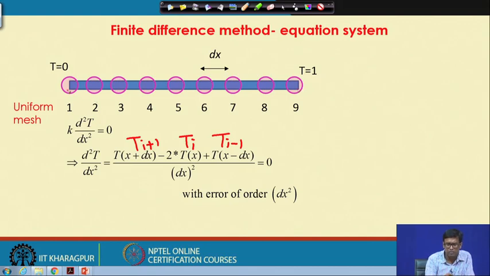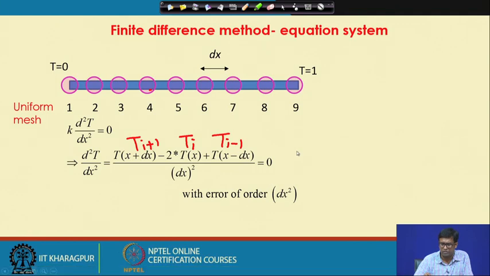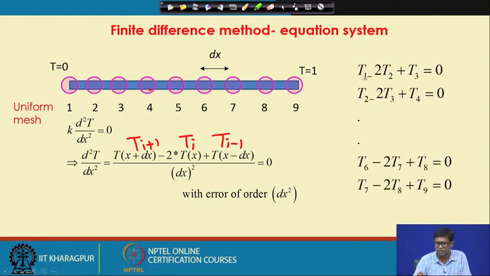Except for point 1 and point 9, because their temperature I already know from the boundary condition, for points 2, 3, 4, 5, 6, 7, 8, for all these 7 points I will get 7 such equations, and there will be an error of course of the order of dx². These equations are T1 - 2T2 + T3 = 0. So, there are a total of 7 equations, and all these equations look very similar only because the weights of the central term and the next and previous terms are the same.